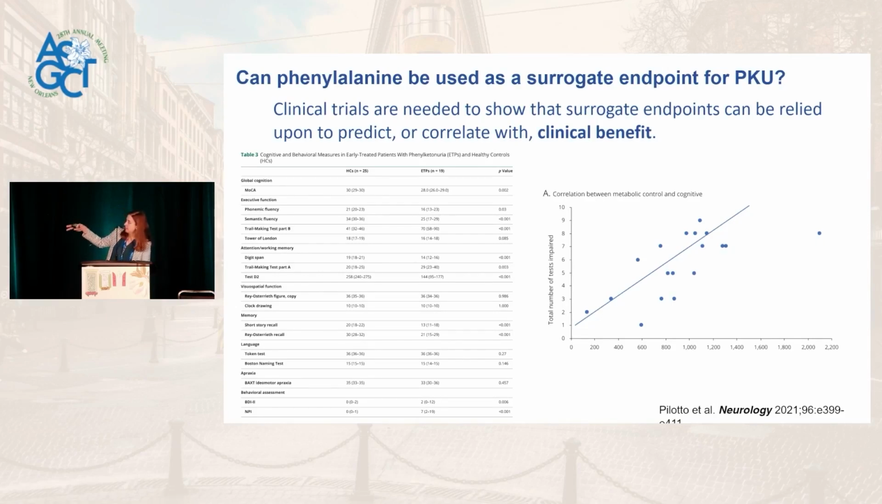So the x-axis here is showing how many tests an individual had difficulties with, and the y-axis is showing how many tests the patients had difficulties with. And the x-axis is showing you the phenylalanine levels. And you can see patients with higher phenylalanine levels did worse on more tests. So this is just one piece of evidence that tries to link this biomarker measured in blood to something that's clinically relevant or has a clinical benefit for a patient.